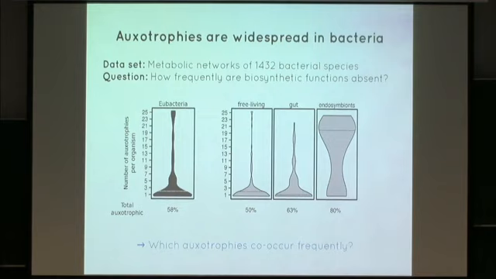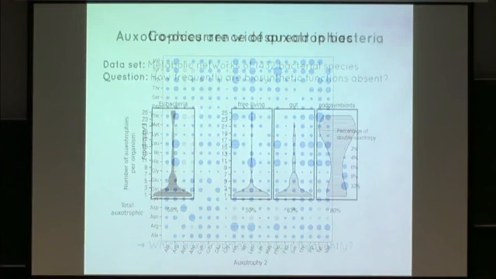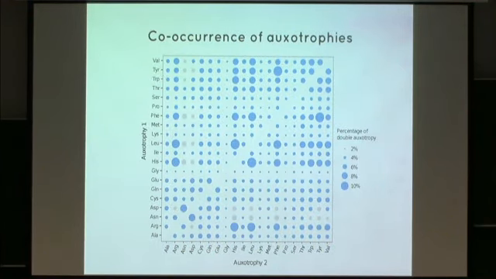Endosymbionts, of course, have many auxotrophies because they usually live in nutrition-rich environments. But what I want to highlight here is that even if you look at all bacteria, a majority of them have 2 or more auxotrophies in their genome, so they require 2 or more metabolites in their environment. You could ask which auxotrophies co-occur very frequently together and which do not, and you could plot it like this. Big bubbles mean they occur very frequently, small bubbles mean they occur less frequently.